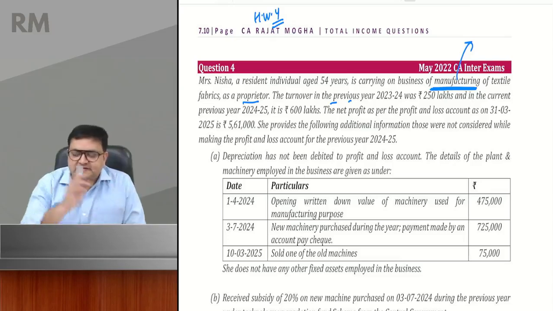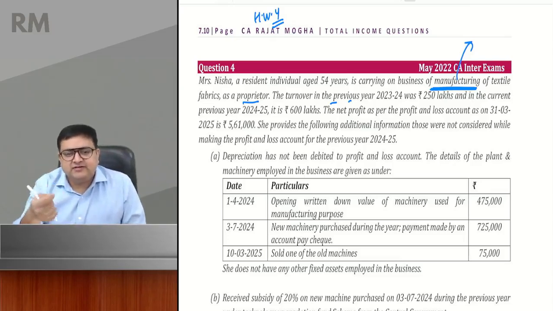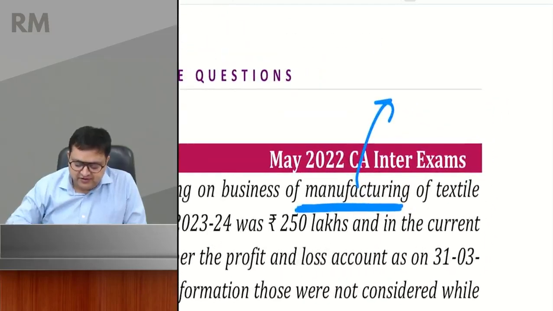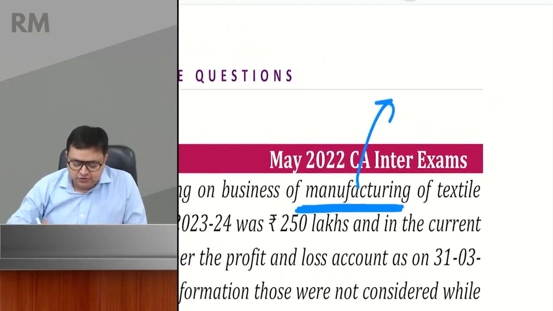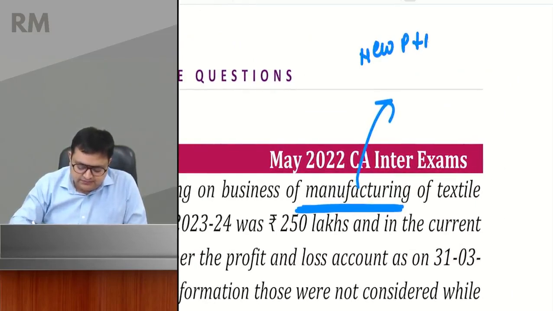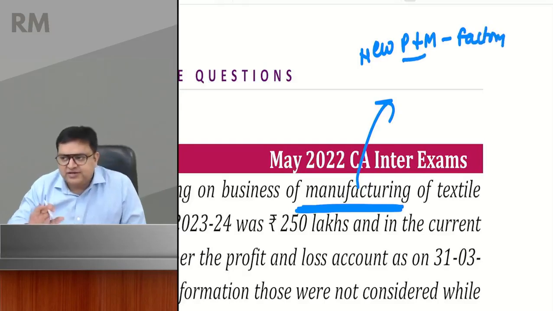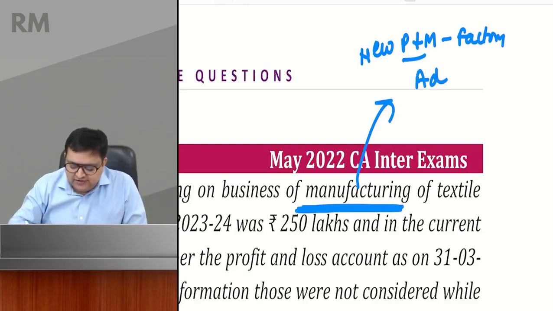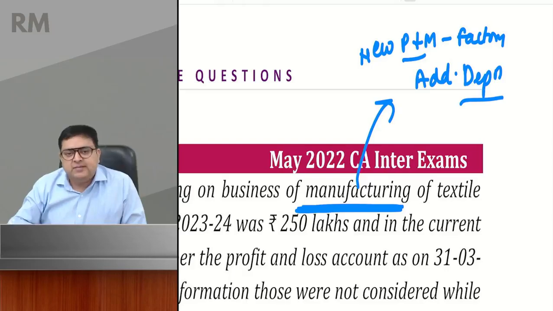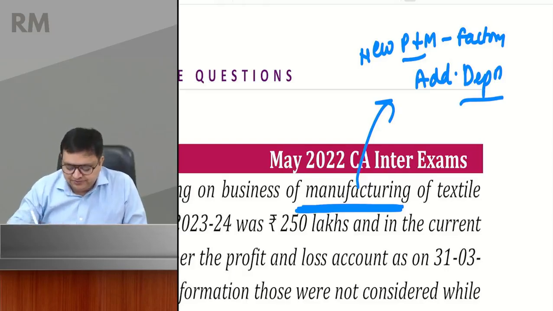So it says she's carrying a manufacturing business. Guys, when your assessee is following the optional regime, and he or she is a manufacturer, in that case, if there is new plant and machinery, and there's an indication that it is used in a factory, you should consider additional depreciation also. In the default regime, we don't get it, but in the optional regime, we should get additional depreciation also when your assessee is a manufacturing concern.